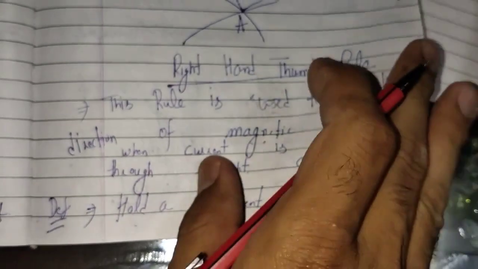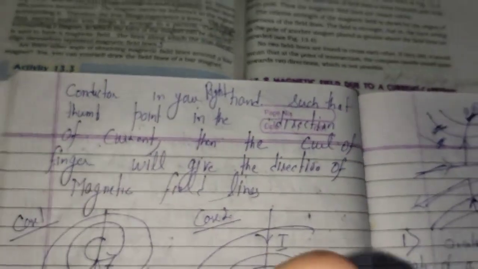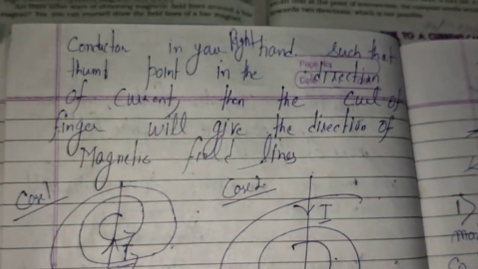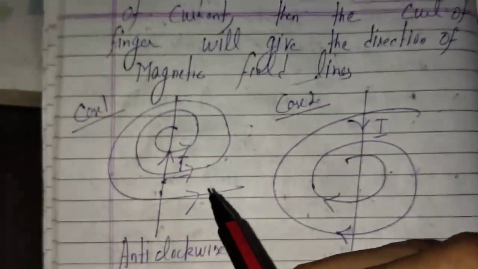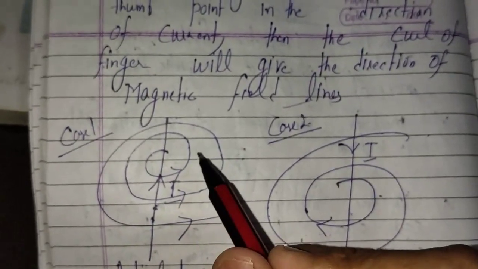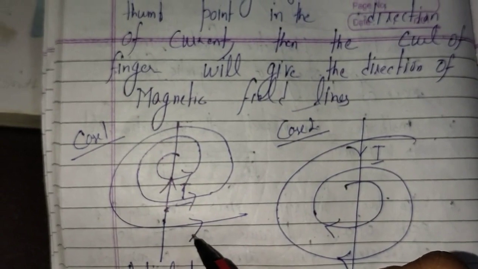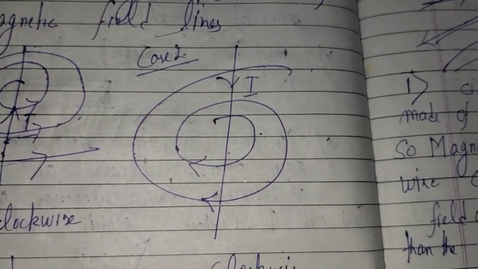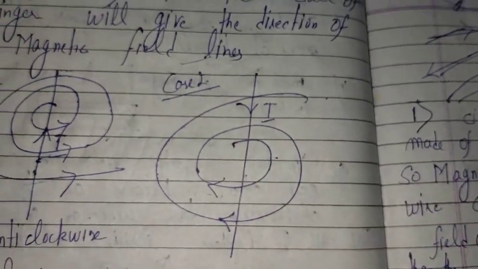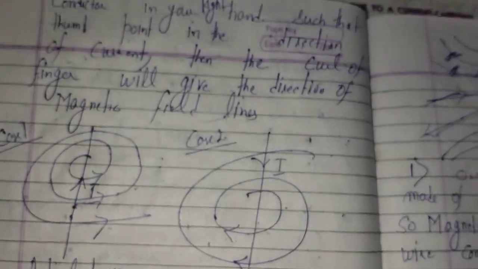Hold a straight current carrying conductor in your right hand such that the thumb points in the direction of current. Then the curl of the fingers will give the direction of magnetic field lines. So if current is moving in the upward direction, the direction of magnetic field lines will be anti-clockwise. But if the current is moving in the downward direction, the direction of magnetic field lines will be clockwise. So this will be given by the right hand thumb rule.